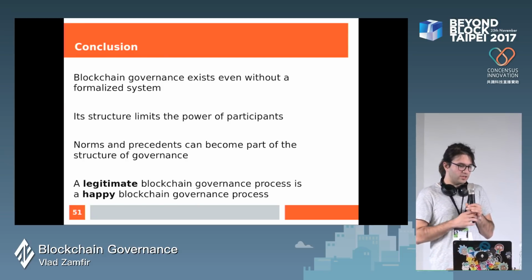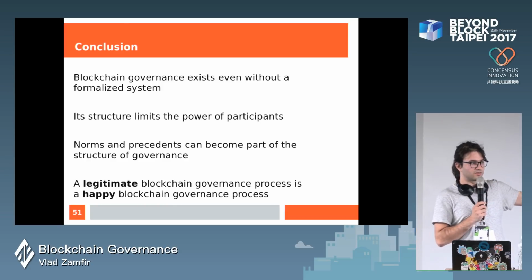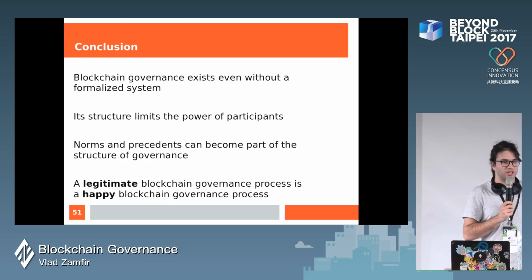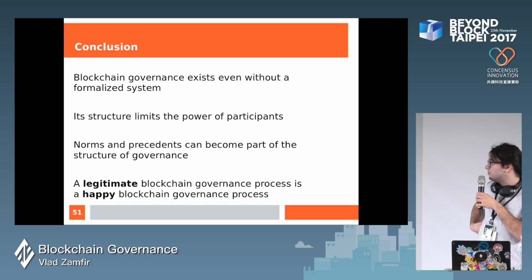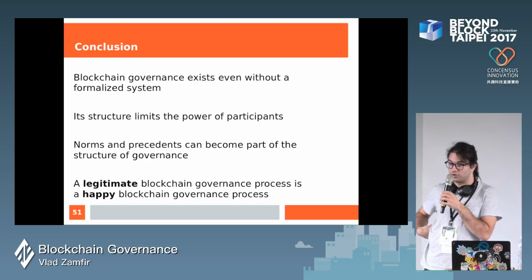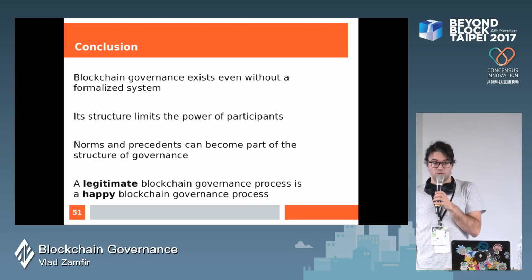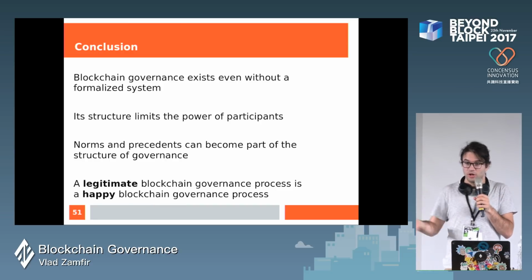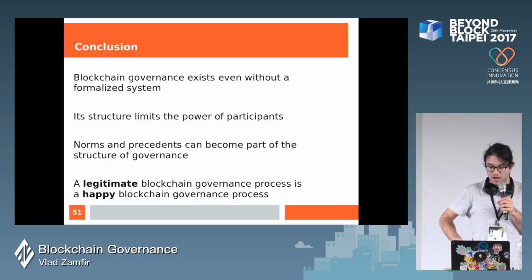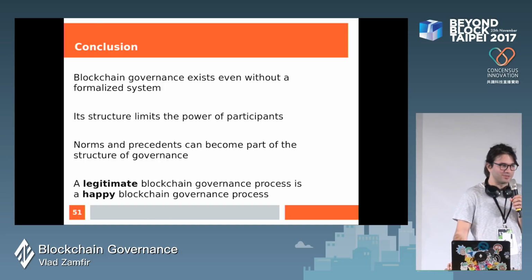basically, blockchain governance exists even if there isn't a formalized system. Fundamentally, there is going to be a governance process, and it's going to have structure that limits the power of participants. The norms and precedents can easily become a part of the structure of governance, just through this process of common knowledge and expectations. Finally, a legitimate governance process is a happy governance process, right?